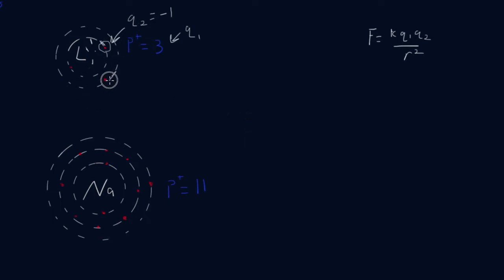Okay. So what if I get farther away? What if I go here? Well, if I go there, I'm going to have a very different distance. Are my protons going to change? No, my protons aren't going to change. Is the charge of my electron going to change? No, of course not. This is still just one electron, so this is still going to be -1.